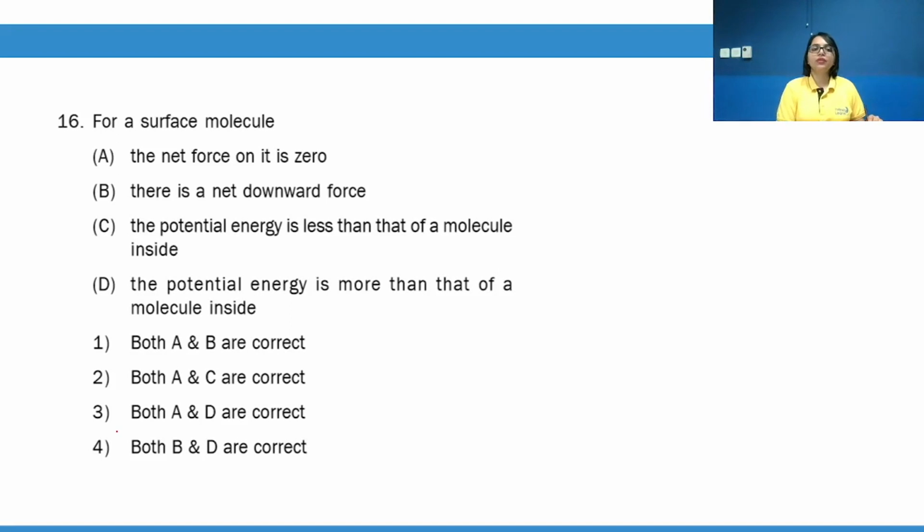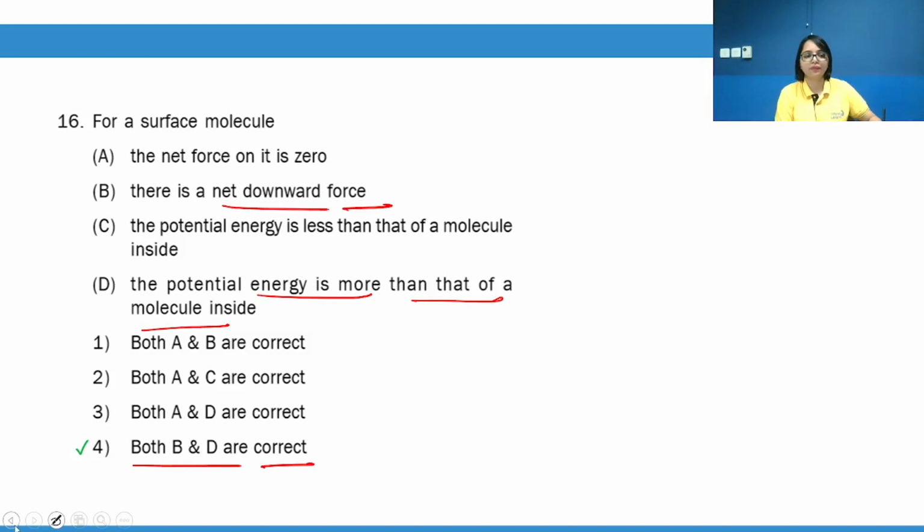Question number 16. For a surface molecule, the net force on it is 0. There is a net downward force. The potential energy is less than that of a molecule inside, and the potential energy is more than that of a molecule inside. So basically, surface molecule has net downward force, right? And that is why it experiences surface tension, and the potential energy will be more as compared to the bulk molecule, right? So correct answer is both B and D are correct, which is option 4.